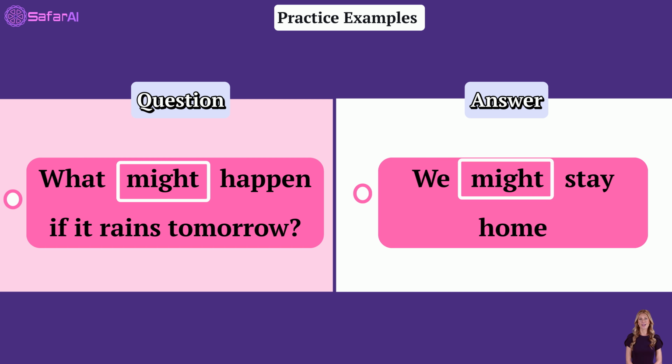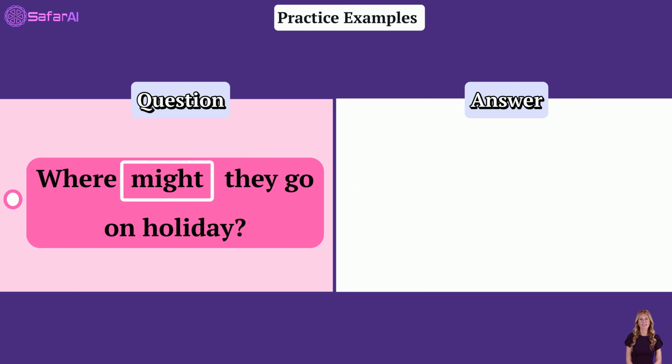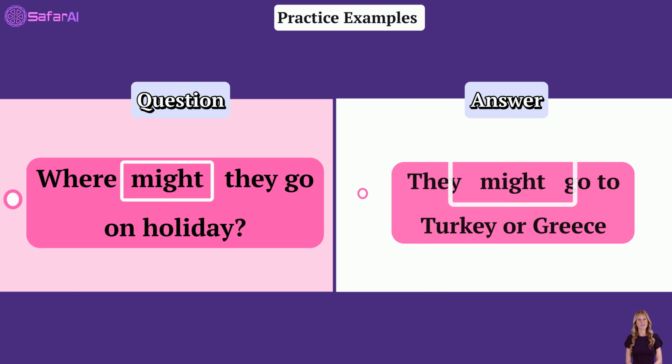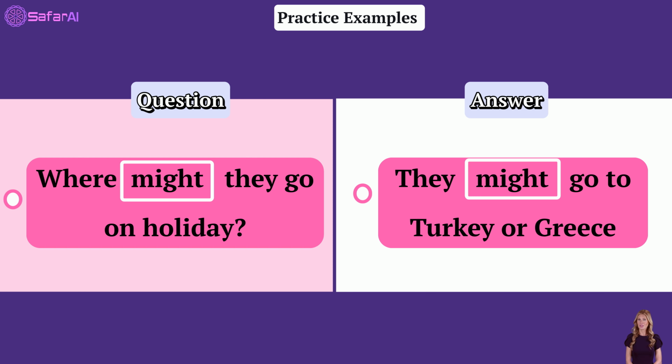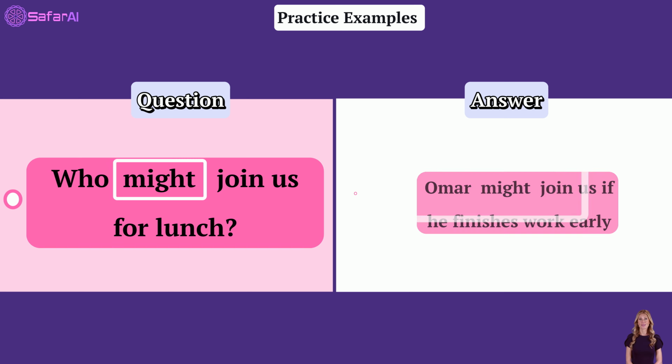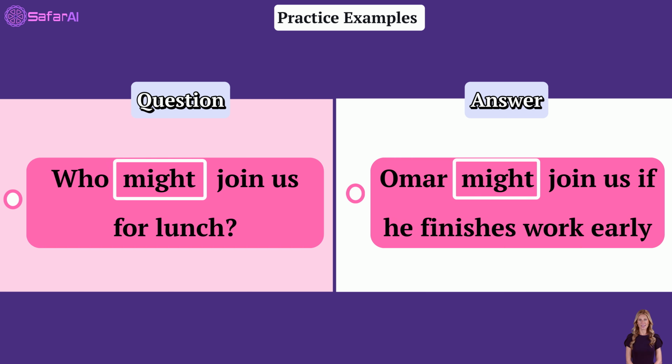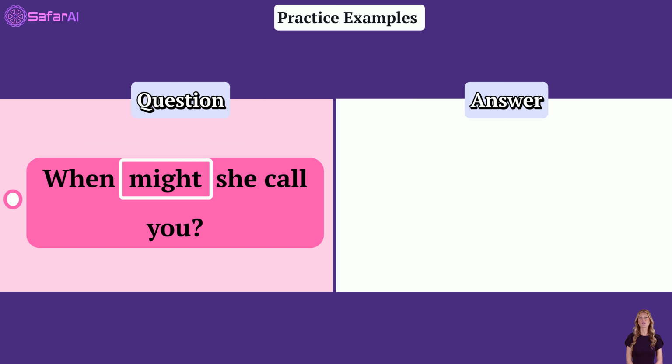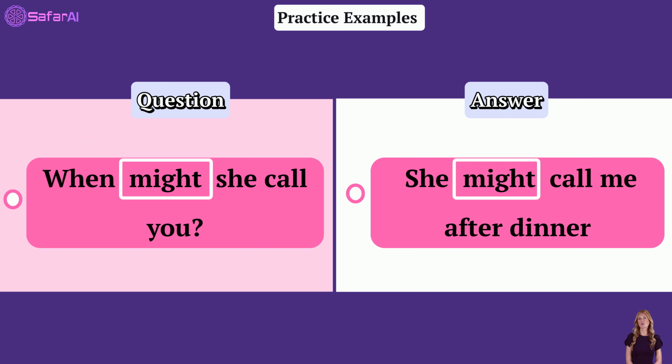What might happen if it rains tomorrow? We might stay home. Where might they go on holiday? They might go to Turkey or Greece. Who might join us for lunch? Omar might join us if he finishes work early. When might she call you? She might call me after dinner. Great job.